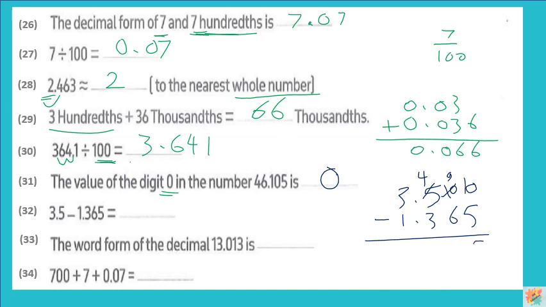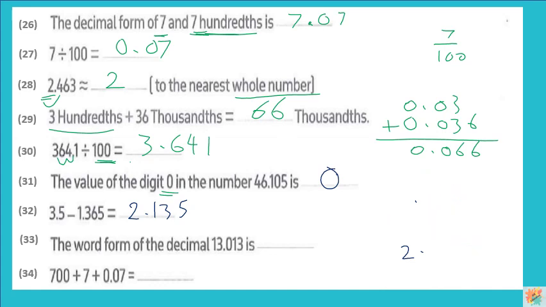So 10 minus 5 equals 5. 9 minus 6 equals 3. 4 minus 3, 1, and 3 minus 1, it will be 2. So the final answer 2.135. Question number 33. He wants from you to write the word form of this number.